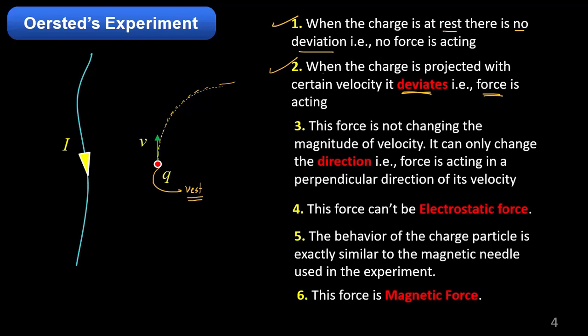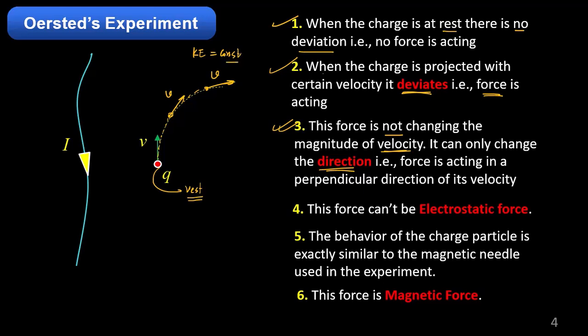In this particular situation, the deviation is occurring, and on closely observing we find that the particle is moving with the same speed. At any instant of time the particle is not changing its speed. So the force is not changing the magnitude of velocity. It will only change the direction. The force is acting on the particle because the direction is changing, but that force is not able to change the speed of the particle, or I can say the kinetic energy of the particle is constant. There is no change in the kinetic energy.